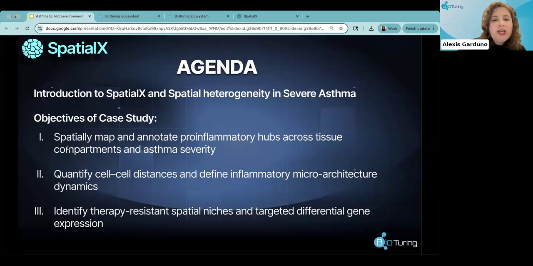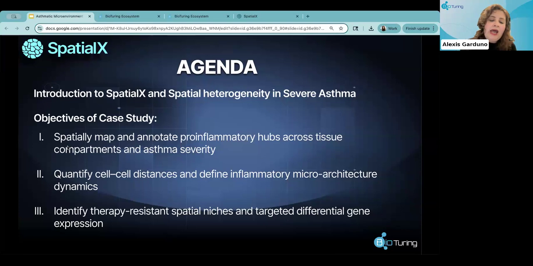Okay, so the agenda for today, as I mentioned, will mainly focus on SpatialX. We'll try to dive deeper into what we would term spatial heterogeneity. So how can we define specific cell populations in severe asthma? And our objectives for this case study will be broken down into three different sections.